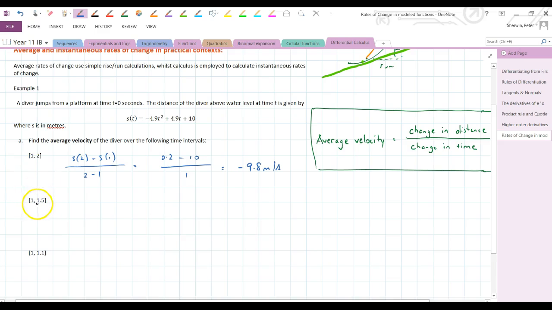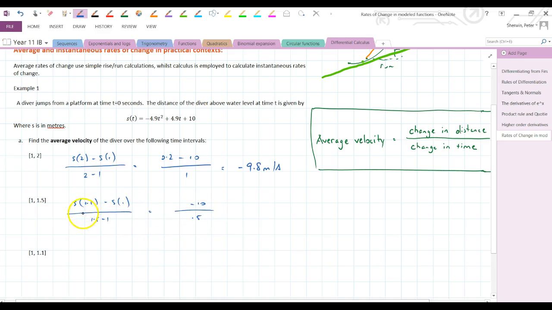Now, what is it between 1 and 1.5? Well, that'll be the diver's height at 1.5 minus the diver's height at 1, all over 1.5 minus 1. Okay, let's work that out. I know what's on the denominator. That's 0.5. I know that it's 10 there for 1.